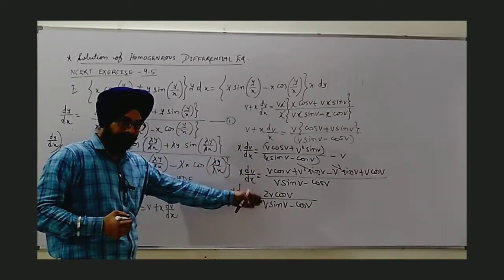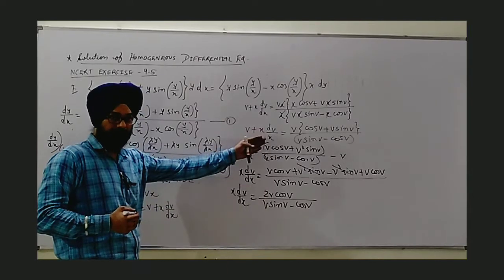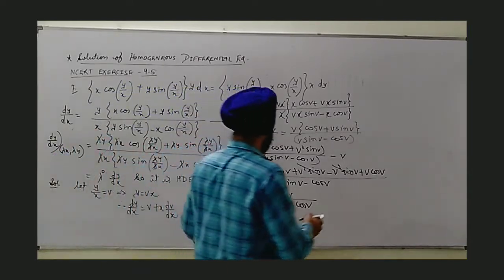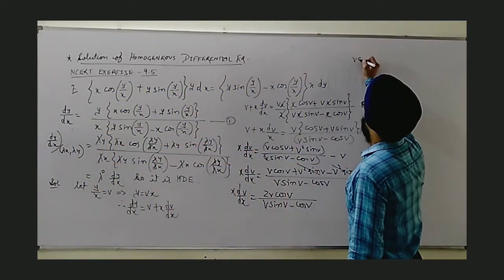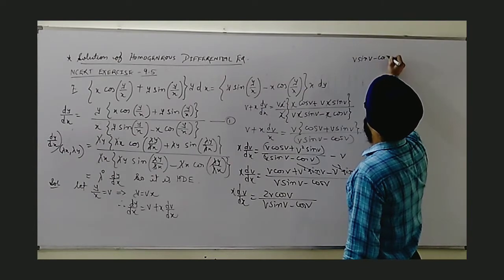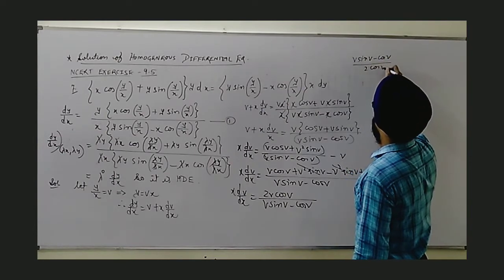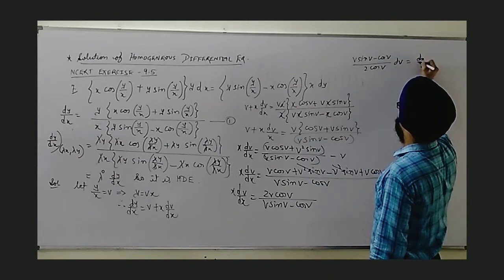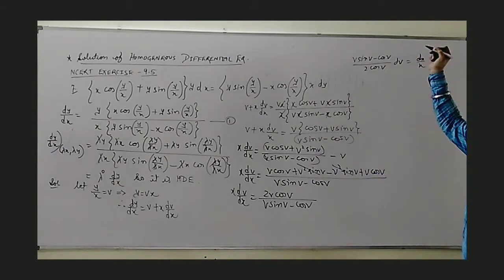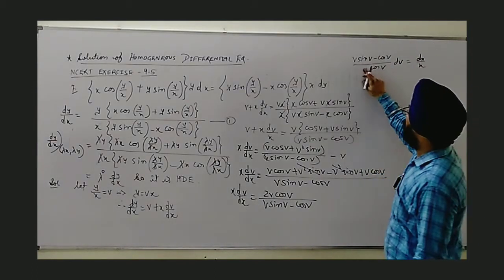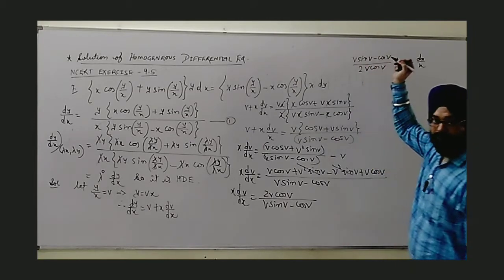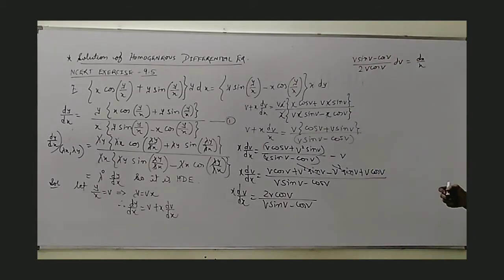Here this will be clubbed with dv and the group of x will come in RHS. We write further, v sin v minus cos v upon 2 cos v dv equal to dx upon x. It's v also with cos. Yeah, this way. So what is that?